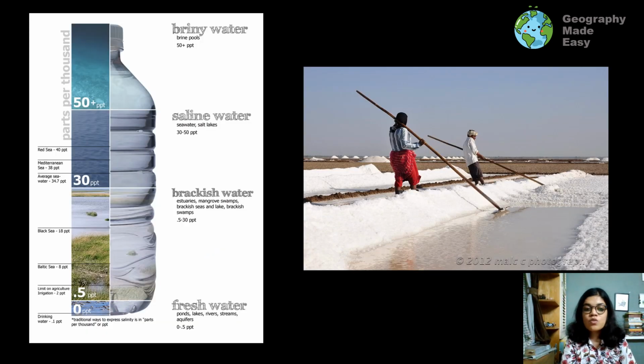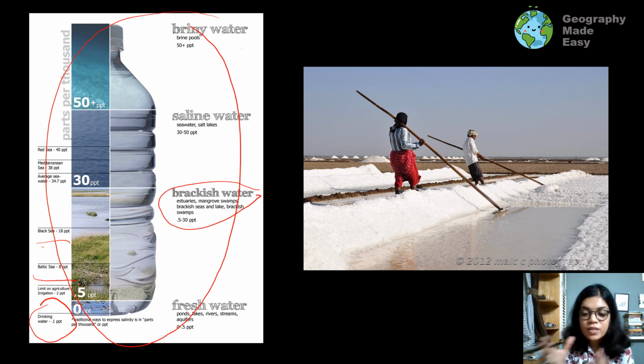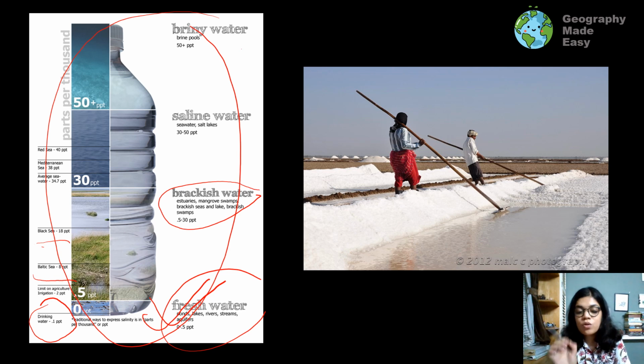Let us move on. Here we have a diagram showing fresh water, which is 0.1 ppt, parts per thousand. Then they have put in some indicators of the Baltic Sea and Black Sea. Then we have the brackish water, like the water in the estuaries, mangroves, and swamps, which again we cannot consume, and this water is very limited on the surface of the earth. So brackish water is around 5 to 30 ppt.